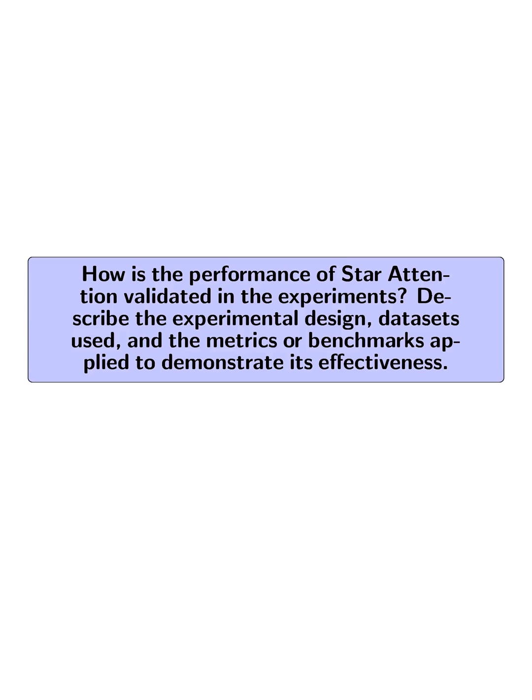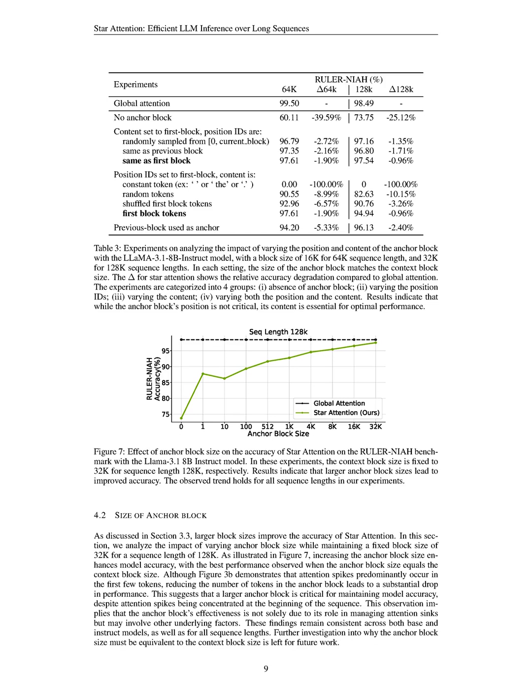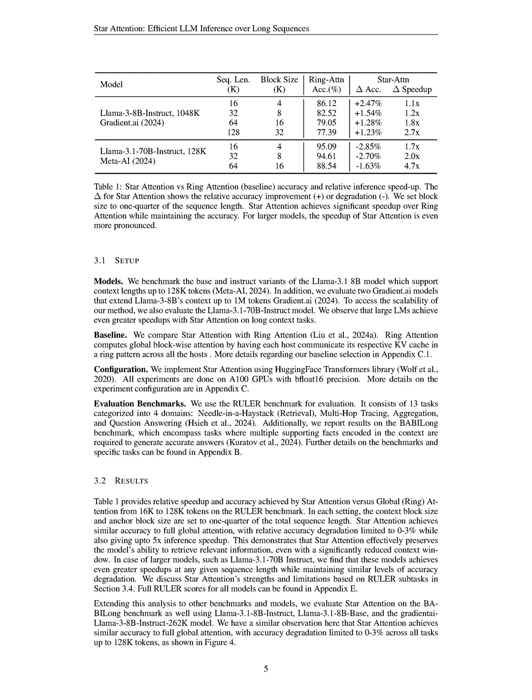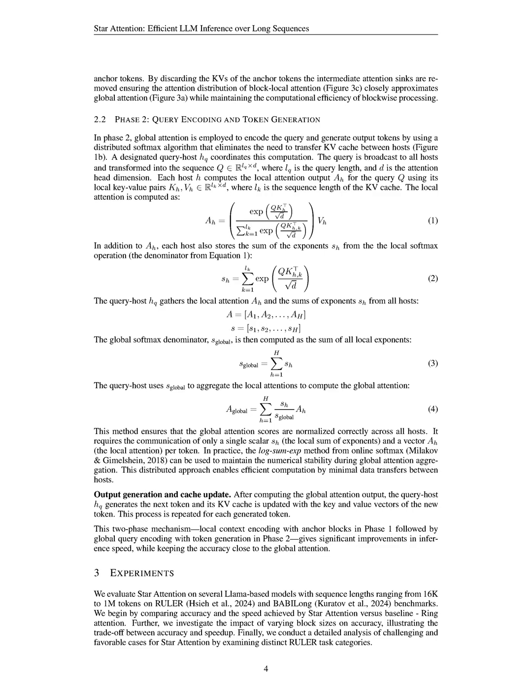Describe the experimental design, datasets used, and the metrics or benchmarks applied to demonstrate its effectiveness. The performance of star attention is validated through a series of experiments using the Llama 3.1 models on the RULER and BABILong benchmarks, which encompass various tasks requiring long context processing. The experimental design involves comparing star attention against the baseline ring attention, focusing on metrics such as inference speed and accuracy across different sequence lengths, specifically from 16K to 128K tokens.